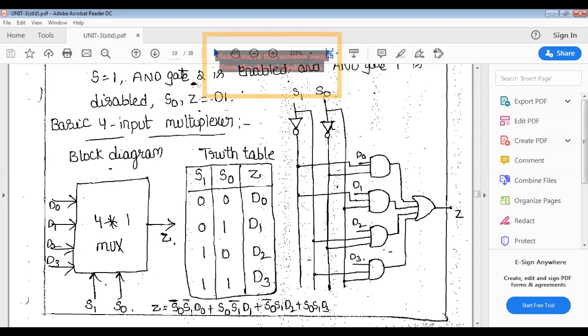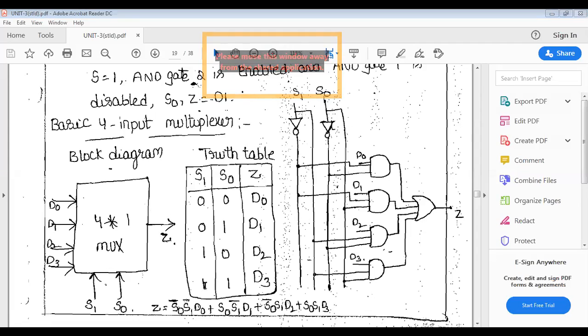And S0 is equal to 0, S1 is equal to 1, means the decimal value is 2. So when I am selecting the two values 1, 0, the D2 will appear on the output side.